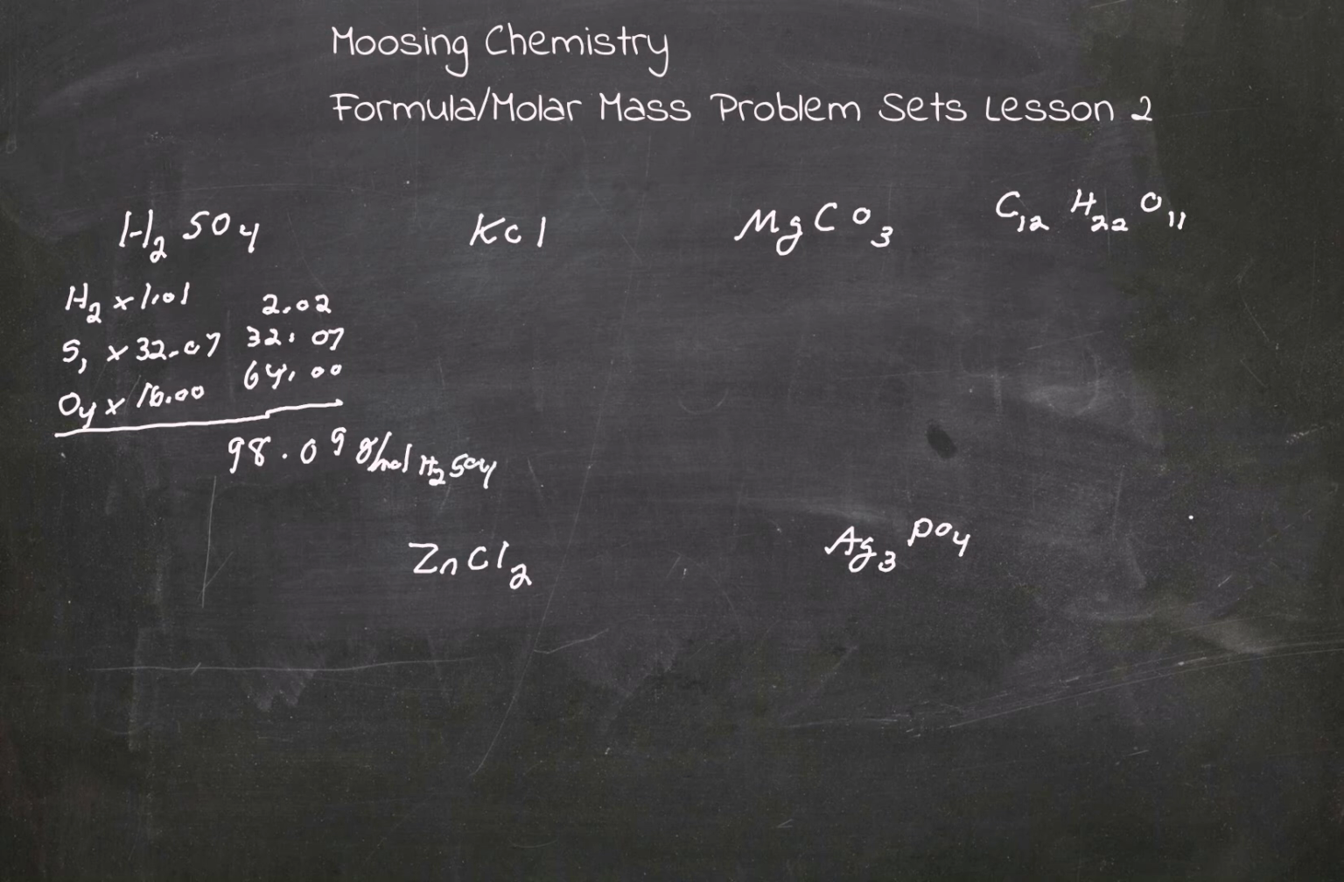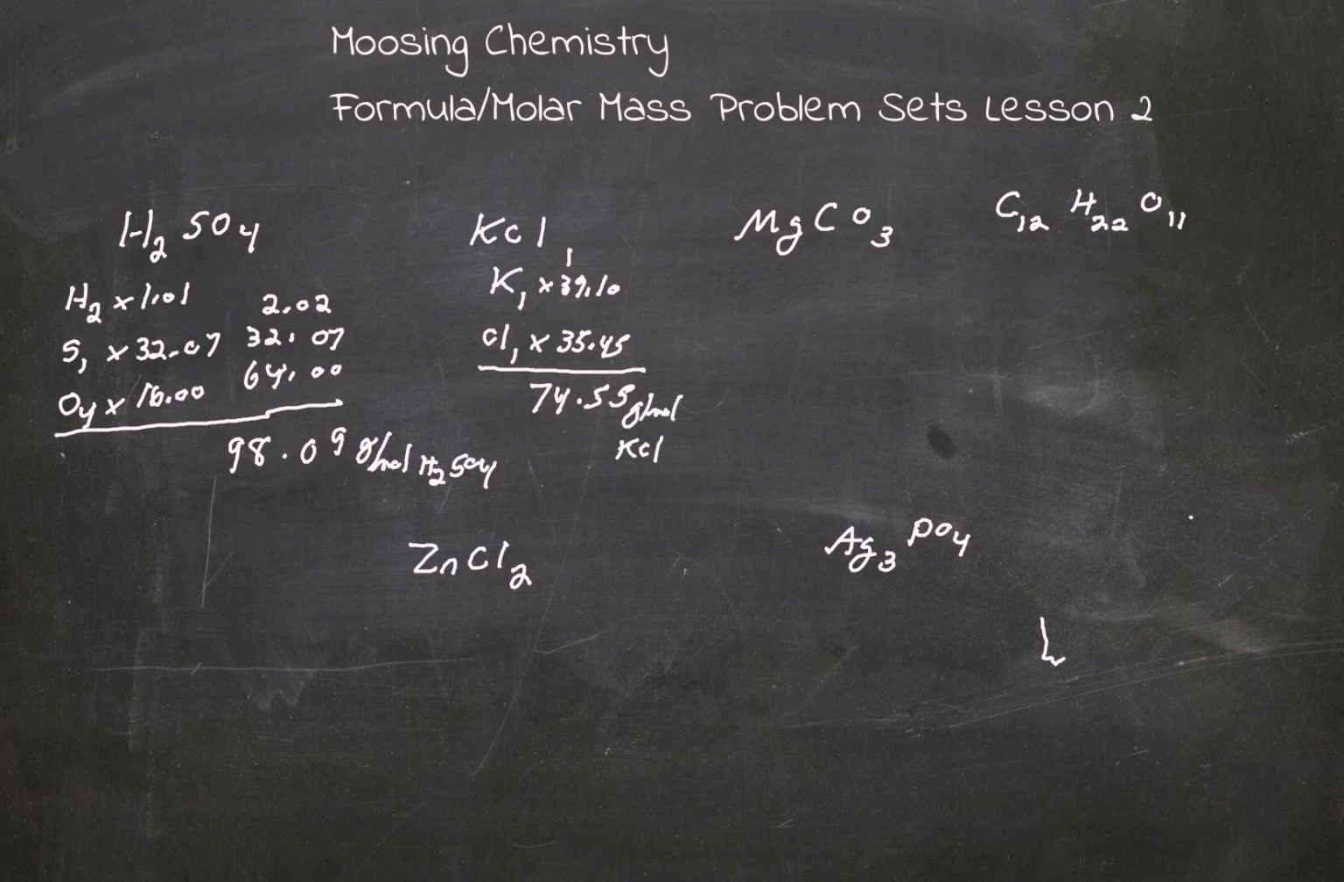Let's try the next one. So we have potassium chloride. We have 1 potassium, and potassium has 39.10. And chlorine, of course, is 35.45. So this one's pretty easy. So I'll go 5 and 5, and that gives me 4, carry the 1. That gives me 74.55 grams per mole of KCl.